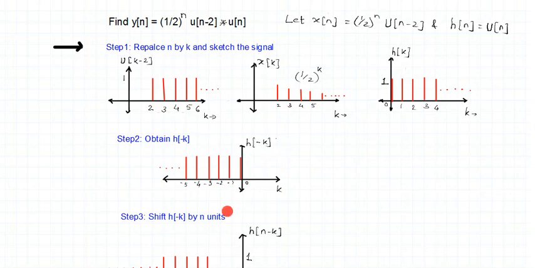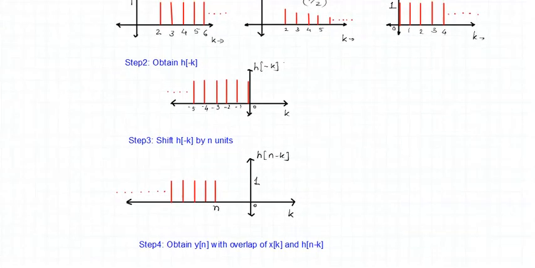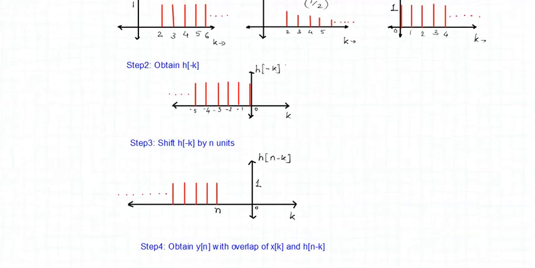The very next step is to shift this time reversed signal by n units. We are going to shift this signal by n units. The shifting is advancing of the signal. So we are shifting by plus n units. It means that we are going to shift this signal by n units to the left-hand side. We are going to advance this signal.